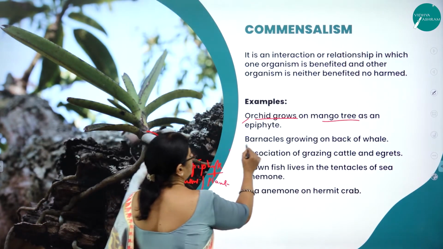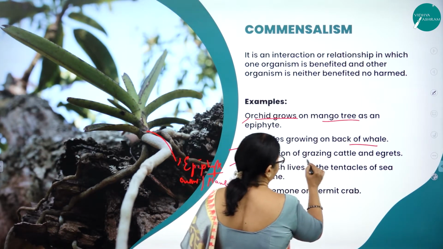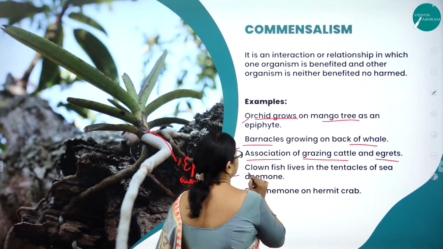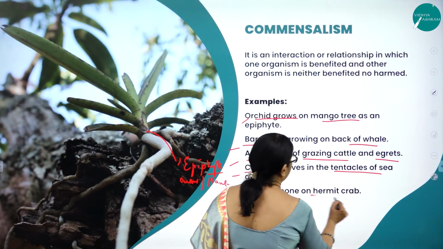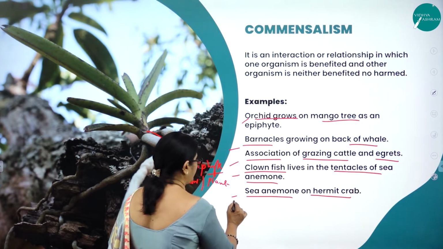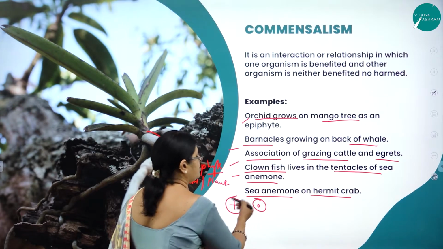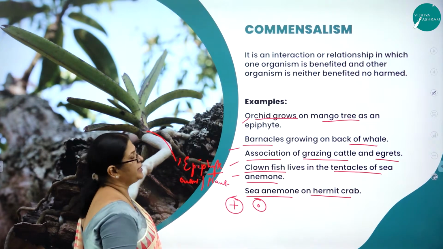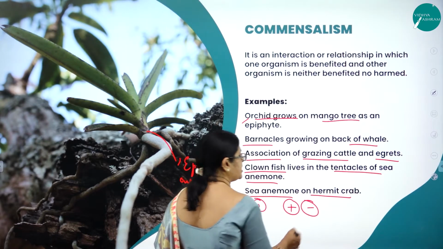So next is what? Barnacles growing on the back of whale. Then association of grazing cattle and egrets. Then clownfish lives in the tentacles of sea anemone. Then sea anemone on hermit crab. So here one is benefited, the other is neither benefited nor harmed. In parasitism, one is benefited and the other one is harmed.